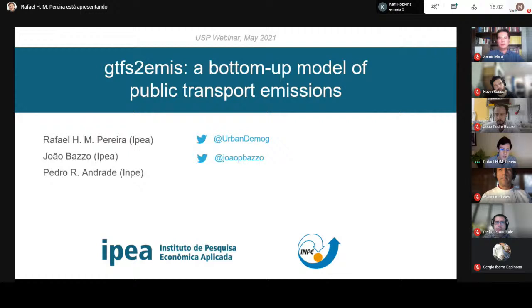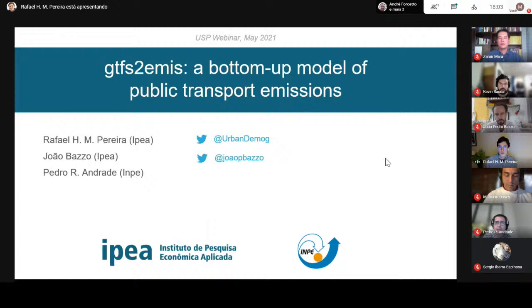I'm presenting work that we've been developing over the past year and a half, almost 2 years now. It's a collaboration between myself, João Bazzo, also working at IPEA, and Pedro Andrade, who is also here with us in the session today. Pedro works at the National Institute for Space Research in Brazil. So it's kind of a Brazilian federal government collaboration project. And we are developing a model named GTFS2EMIS.